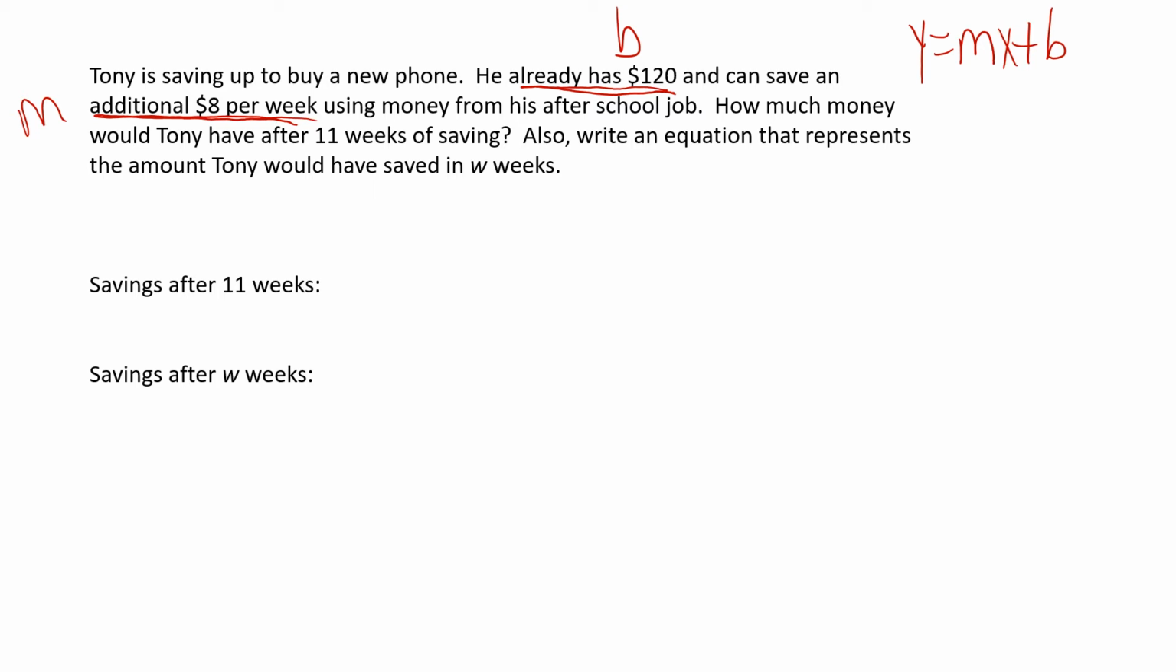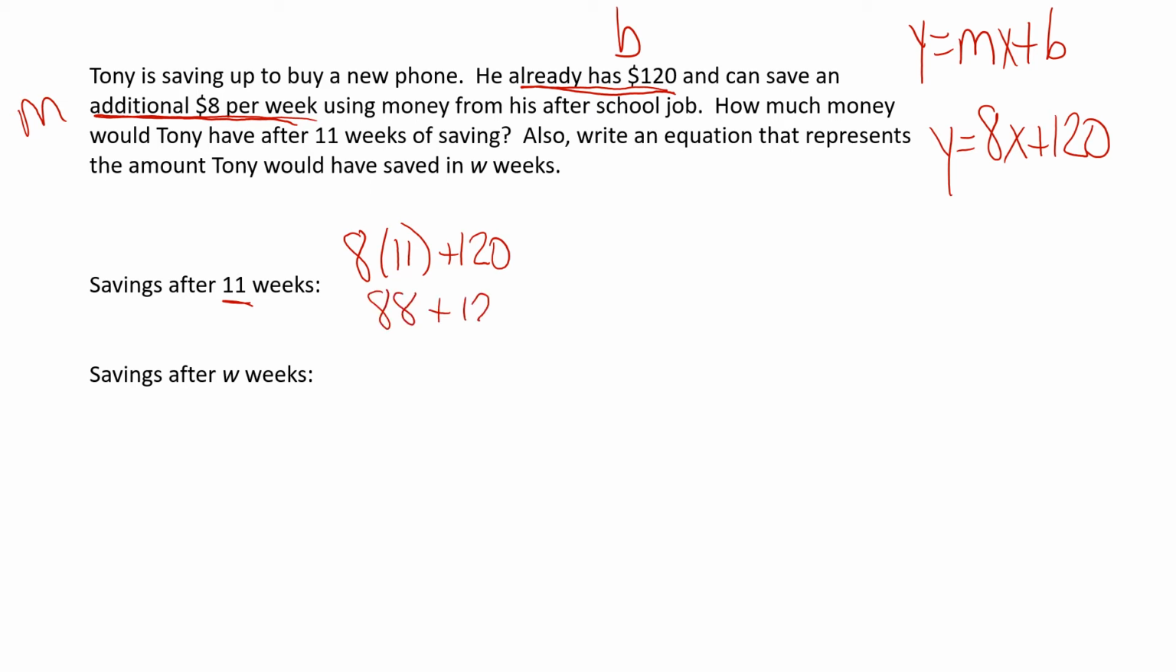So if I were to think about my equation in slope-intercept form, it would be y equals my slope, which is 8. Keep my x because it comes after the slope value, plus the $120 we already have. So savings after 11 weeks. All you're doing is taking your equation over here and doing 8 times 11 plus the $120 that you already had saved. 8 times 11 would be 88, plus the $120 that you already have. And so that total would come up to $208. That's what we would type into our answer in Delta Math.